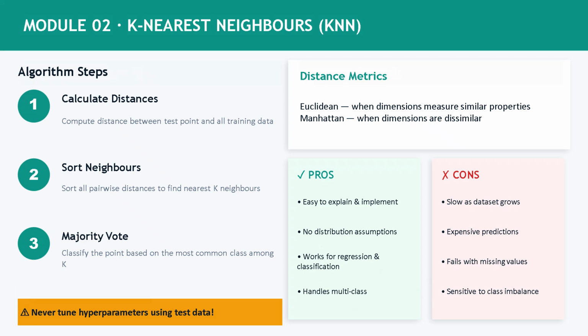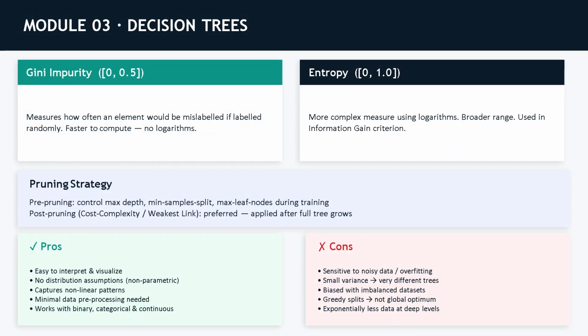Moving on to module 3, decision trees. Decision trees split data repeatedly based on feature values, trying to create groups that are as pure as possible. Purity is measured by Gini impurity, which ranges from 0 to 0.5, or by entropy, which ranges from 0 to 1. Gini impurity is faster, though entropy is slightly more thorough, but both lead to similar results when they are used in practice. Now, the biggest danger is overfitting.